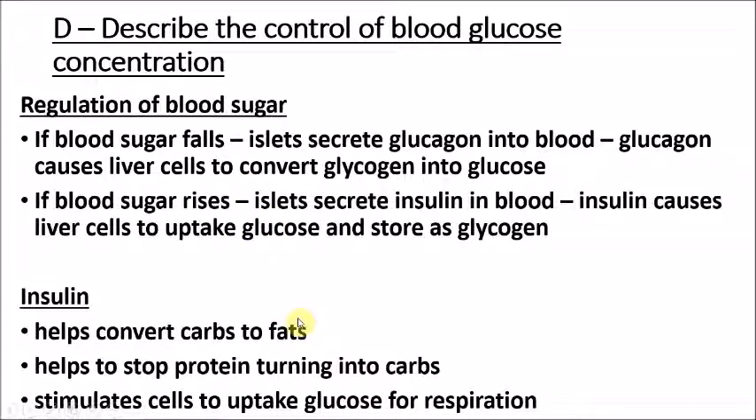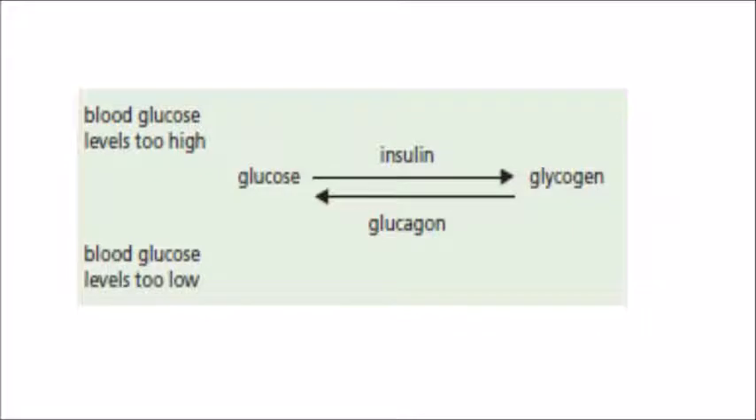Insulin also helps convert carbs to fats. This is helpful because, again, if you've got too much glucose in the body, it's better to convert some into something else. It also helps stop turning protein into carbs because, again, if you've got a lot of carbs in the blood, glucose, you don't want more glucose being produced. And it also stimulates your cells to take up glucose for respiration. It shows how they work in opposing ways.